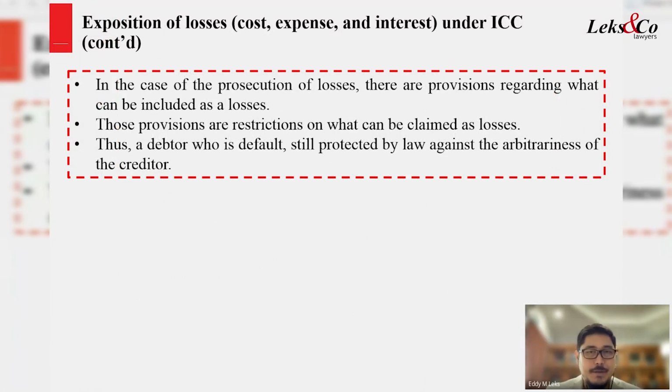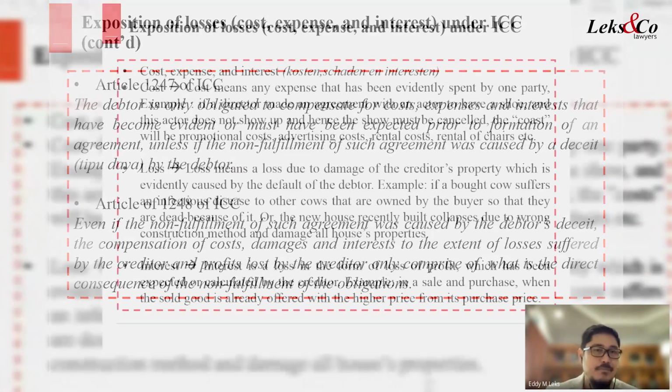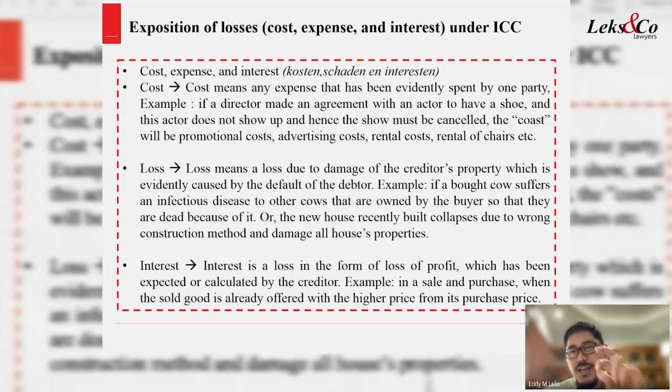Okay, let's move on. Yeah, in the case of the prosecution of losses, there are provisions regarding what can be included as losses. Those provisions are restrictions on what can be claimed, to protect a debtor who is in default. Of course we cannot claim anything. Yeah, as I said, we claim these 3 elements, and these 3 elements are actually limited. The understanding of cost, loss, and interest is restricted, right? You cannot just ask for anything, right?